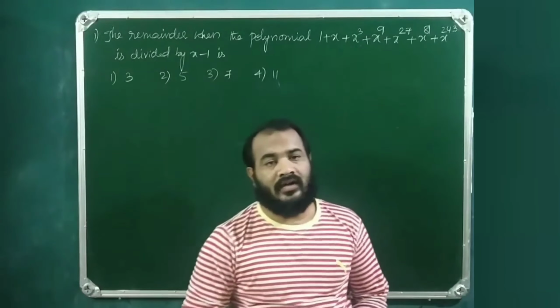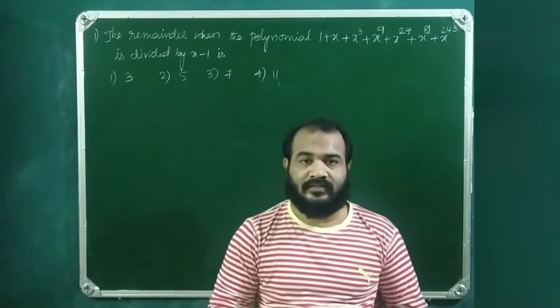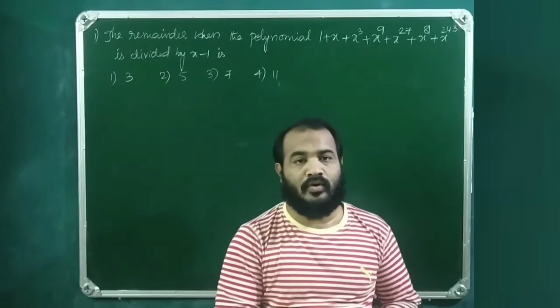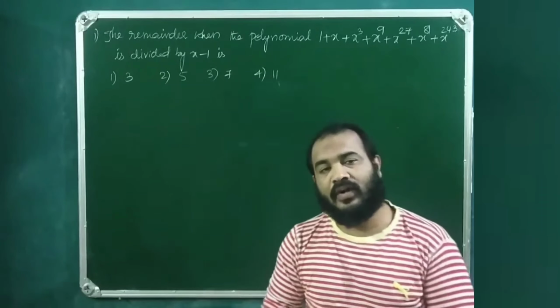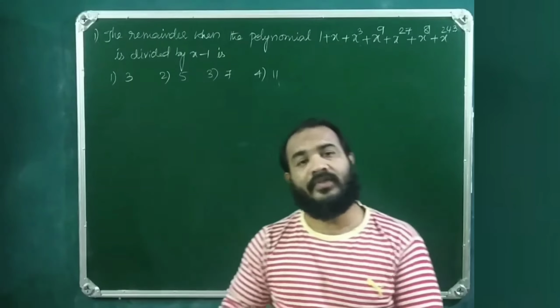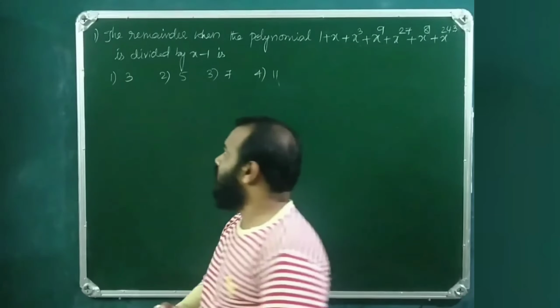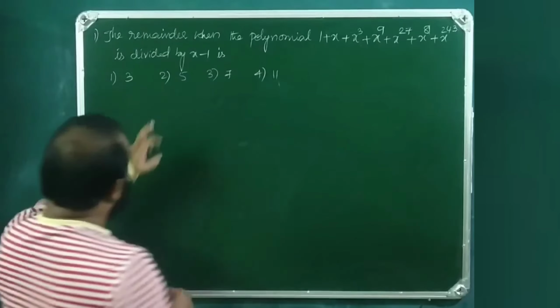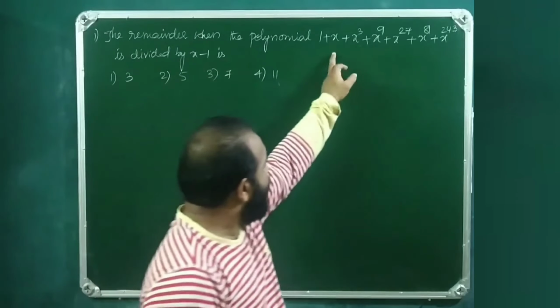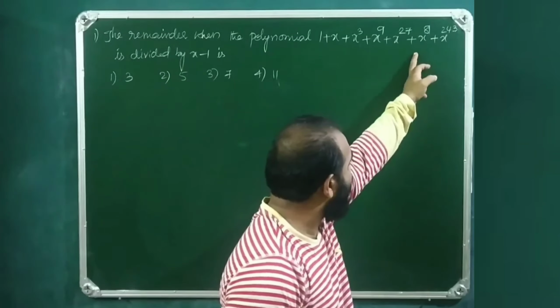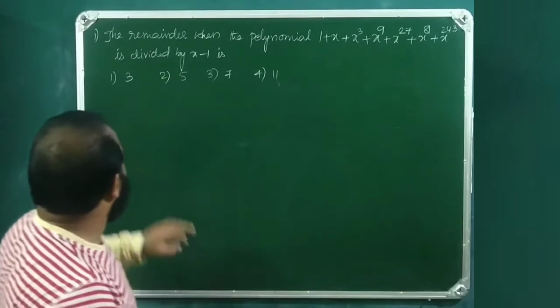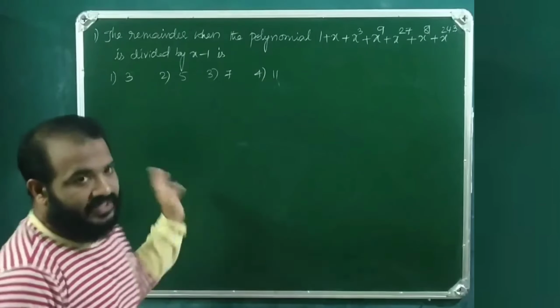Good morning, students. Until the previous class, we have discussed much about partial fractions from the IIT perspective. So let us work out some problems from the objective perspective as well. The first question is: the remainder when the polynomial 1 plus x cube plus x power 9 plus x power 27 plus x power 81 plus x power 243 is divided by x minus 1 is.